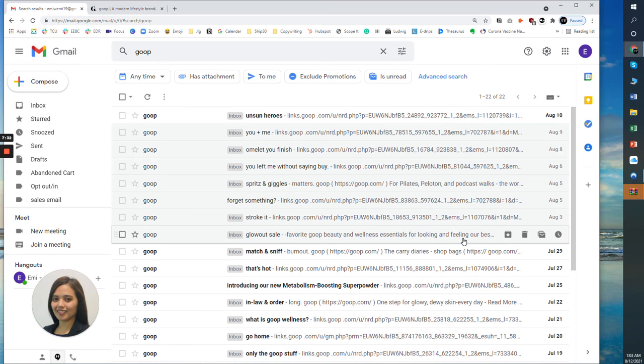But again, at the end of the day, it's the data that will tell you which is the right strategy. And maybe, because I don't know the data, maybe this one is working for Goop. I don't know. So yeah, that's it for my Goop abandoned cart email teardown.